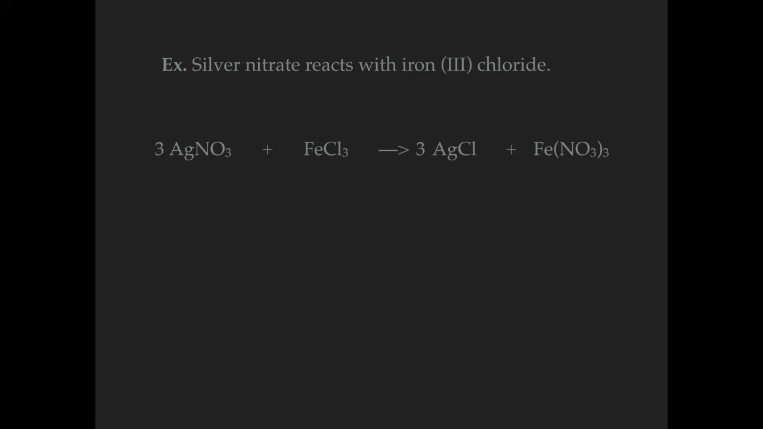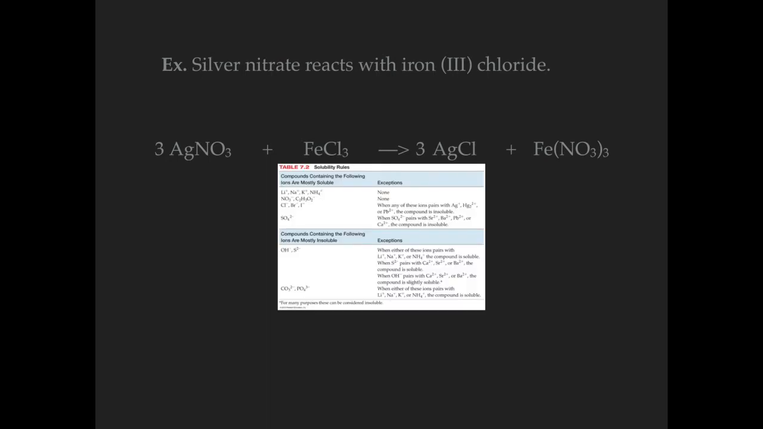Now I've got to use my solubility rules. Okay? So if you look back at that table, silver nitrate is soluble because all nitrates are soluble. Iron chloride is soluble because it's not one of the exceptions. AgCl, if you look, chlorides are soluble except when they're paired with silver. Oh, there you go. So that's an exception, meaning instead of being soluble, it's going to be insoluble. And then iron nitrate, because all nitrates are soluble, that will be soluble.